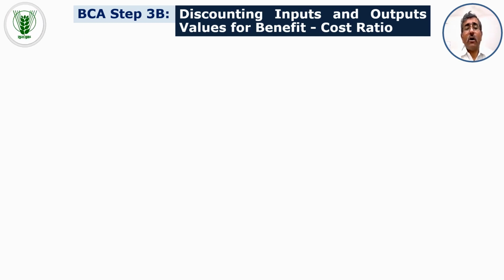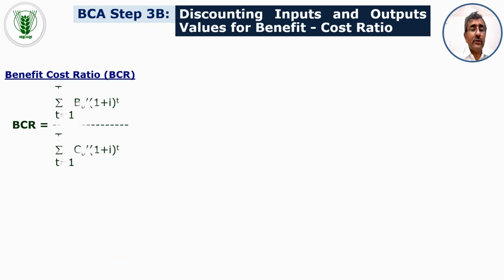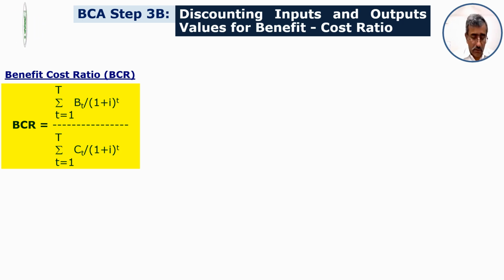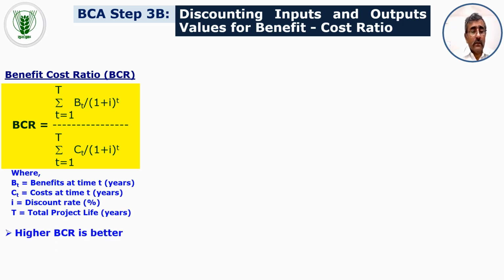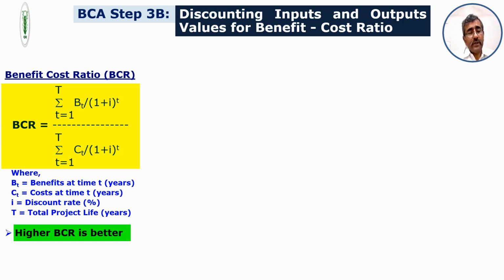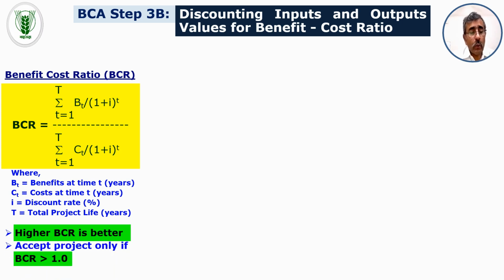The third indicator of benefit cost analysis is the benefit cost ratio, and it is estimated using this formula which says every year's benefit is to be discounted and those discounted values of the benefits are to be added. Every year's cost is to be discounted and these discounted values of cost are to be added. The summed values are to be divided, and the final value got is the benefit cost ratio. The thumb rule is, higher the benefit cost ratio, the better it is, and accept a project only if the benefit cost ratio is greater than 1.